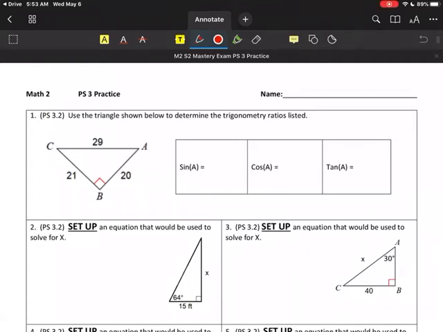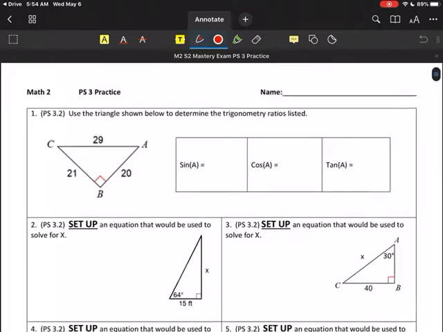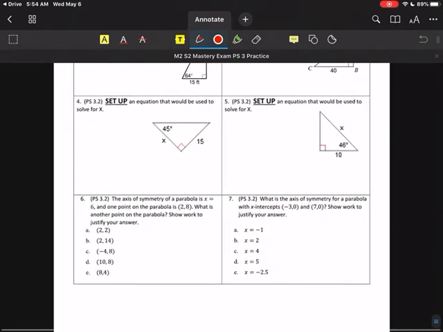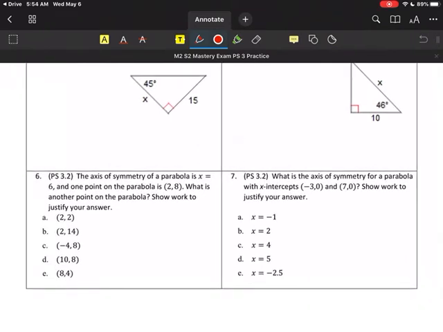All right. Good morning. This is Power Standard number 3 practice for master exams. This has to do with our trigonometry, setting up problems, not solving them, using the 3 trig functions, sine, cosine, tangent. And then it also includes some of the axis of symmetry calculations that we did before we left school.